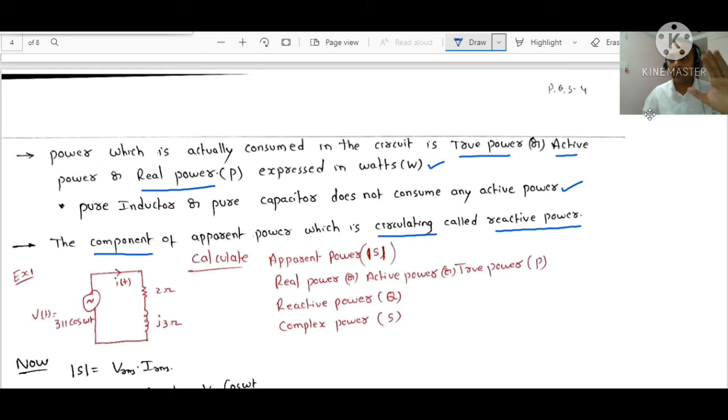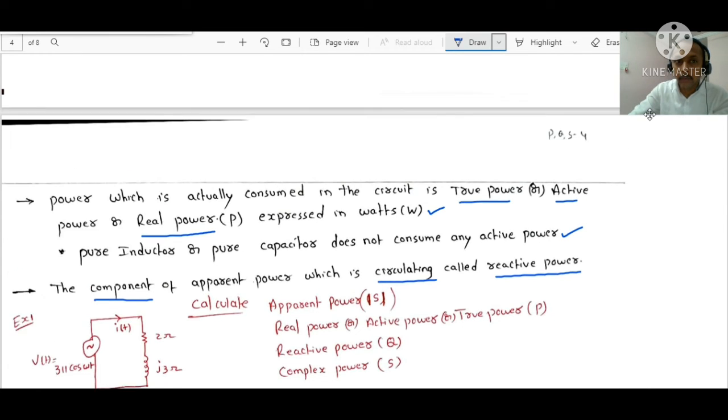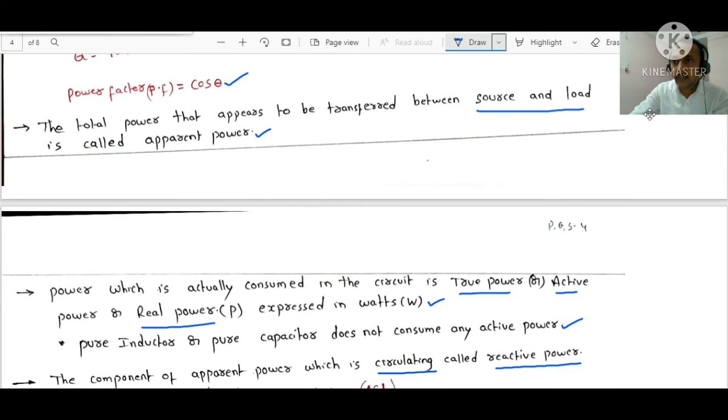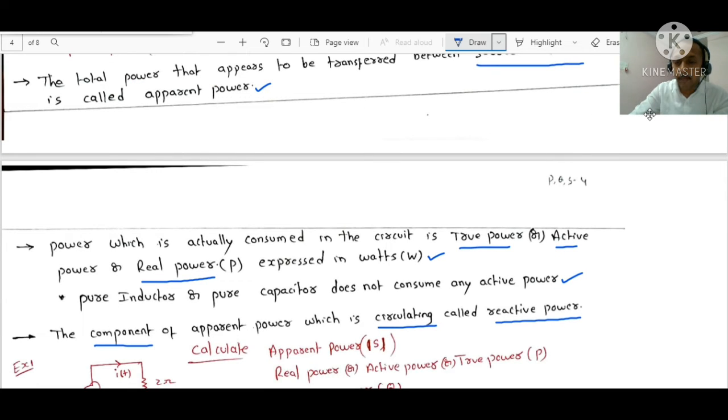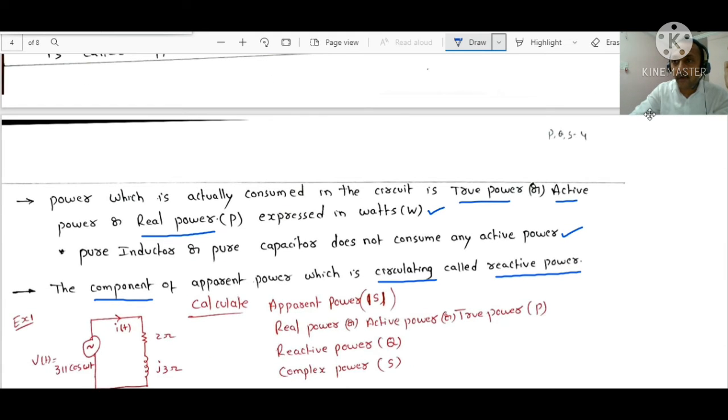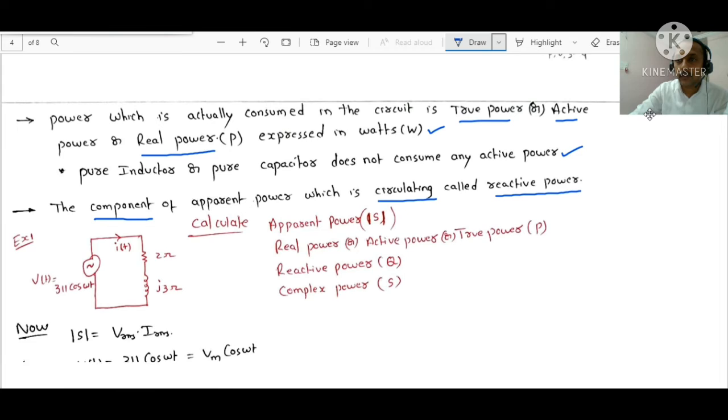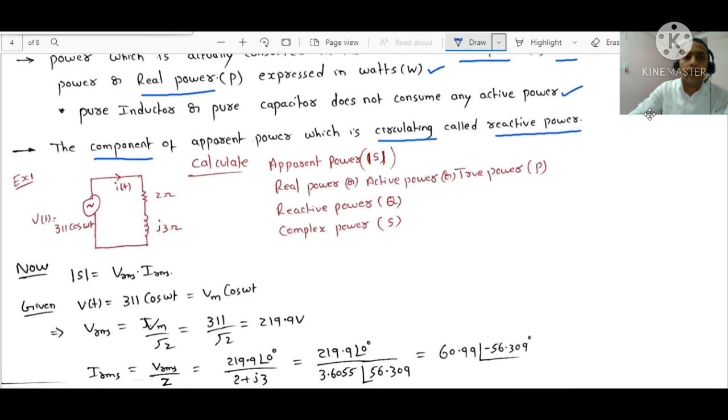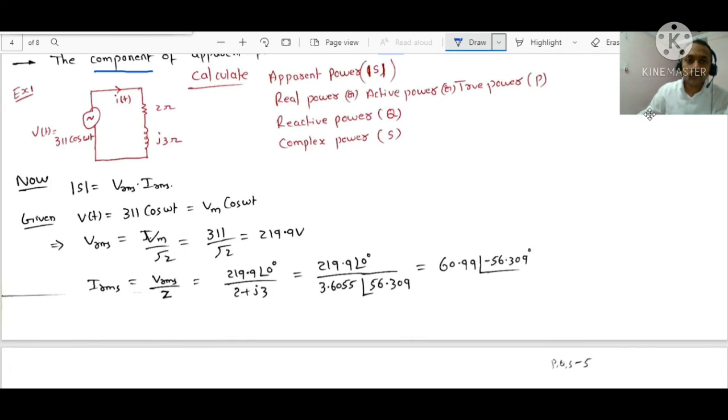Very, very important. Now here in this context itself, the meanings of the three powers are very clearly explained. Apparent power, which appears to be transferred. Simple. Real power, which is actually consumed. Clear. Reactive power, power which is circulating, is called the reactive power. Now let me do a small example.